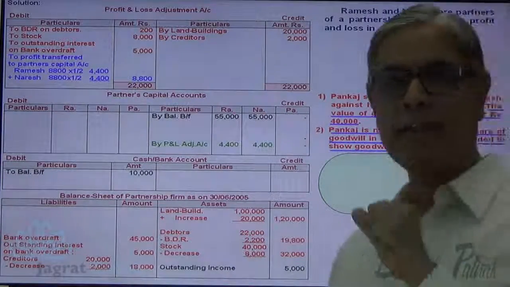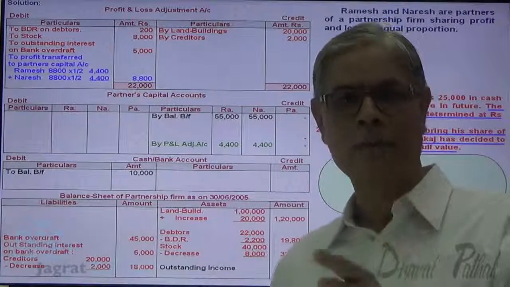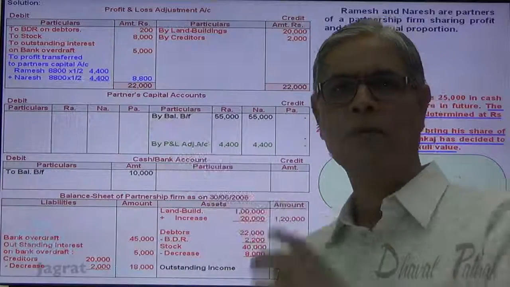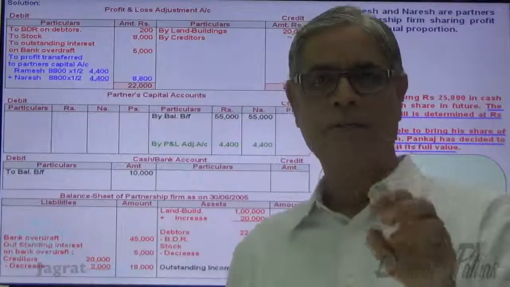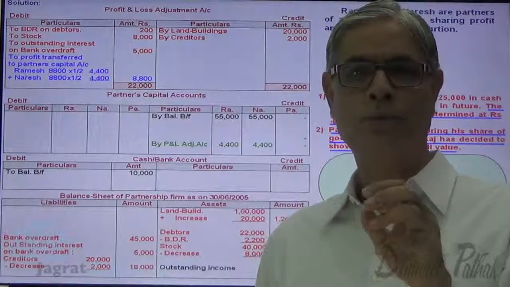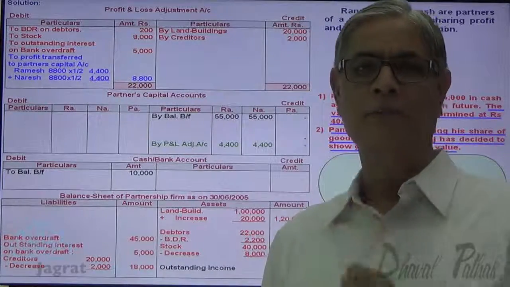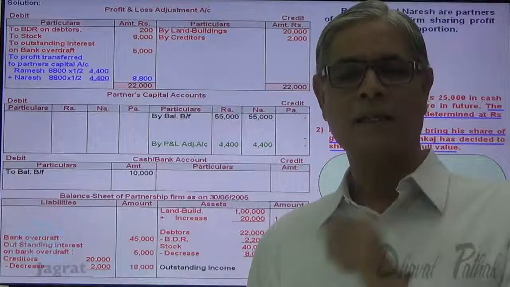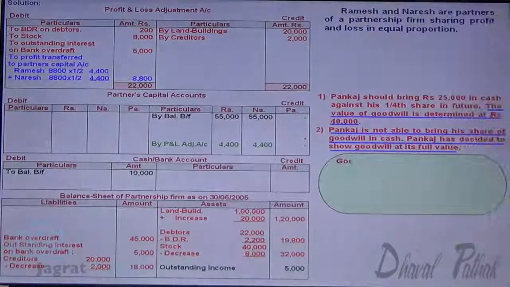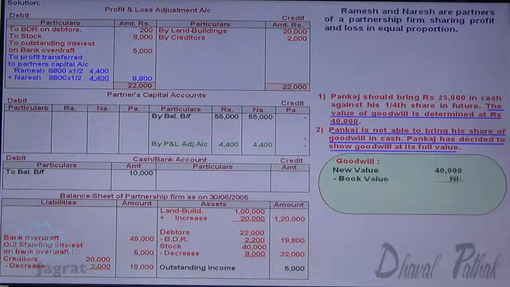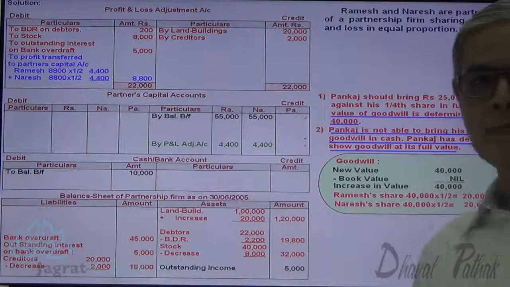See, here the goodwill is raised and shown at its full value. The obvious reason is the new partner does not bring a specific amount for goodwill, though he has acquired a share in profit. He is not bringing an earmarked specific goodwill at the time of admission, and in such a situation, the goodwill is raised and reported in the balance sheet. So here goodwill 40,000, book value nil, 40,000 increase, distributed equally amongst partners.